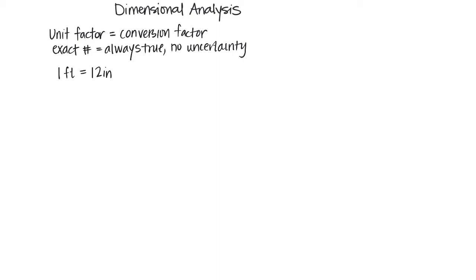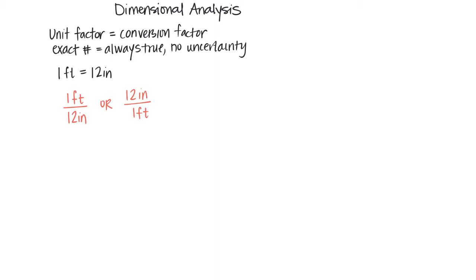In dimensional analysis, we want to express a unit factor as a fraction, and we can do that in two ways. So we can say that 1 foot contains 12 inches, or we can say that there are 12 inches in a foot. Both mean the same thing. The only difference is where we've placed the unit of feet and the unit of inches.